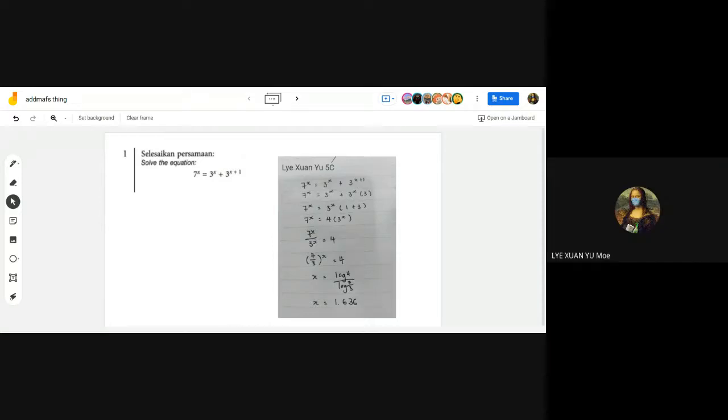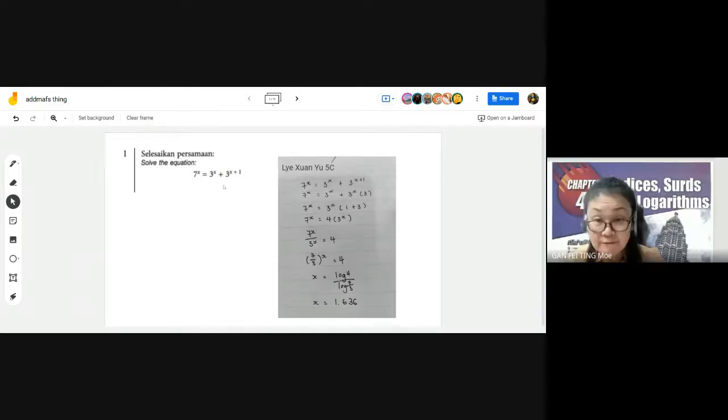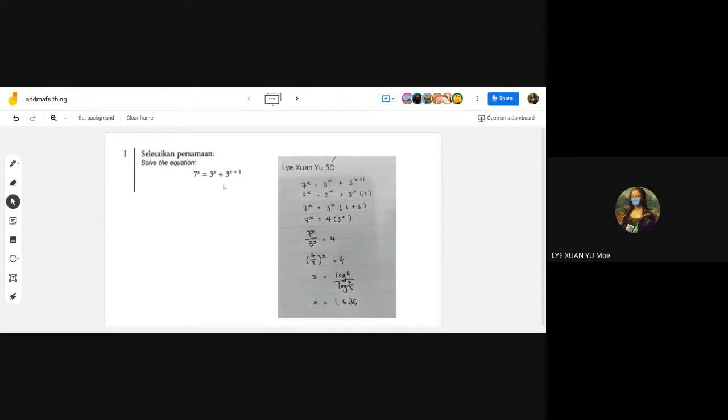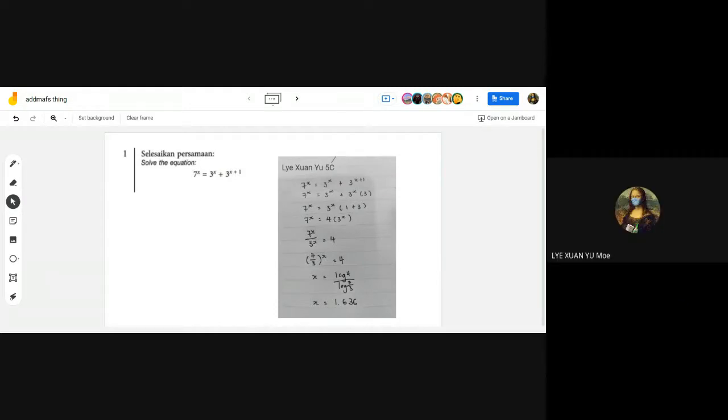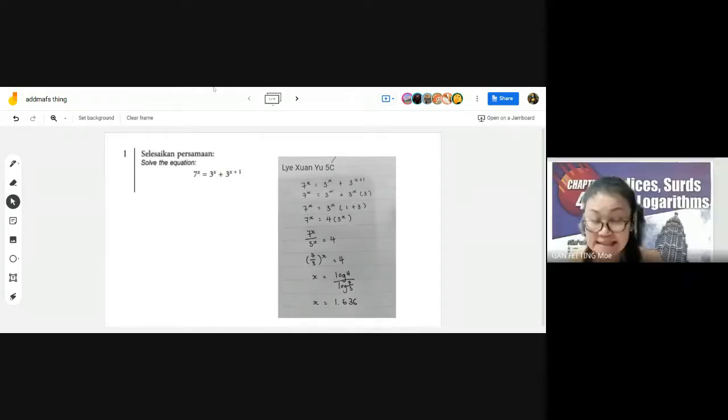After that, I will... From line number 4. After that, 3 plus 1 equals to 4, bracket 3x, bracket. After that, I will move the 3x to the left. Why? Why do you move? What are you doing now? To group up the x. Yes, you group the like terms. Very good.